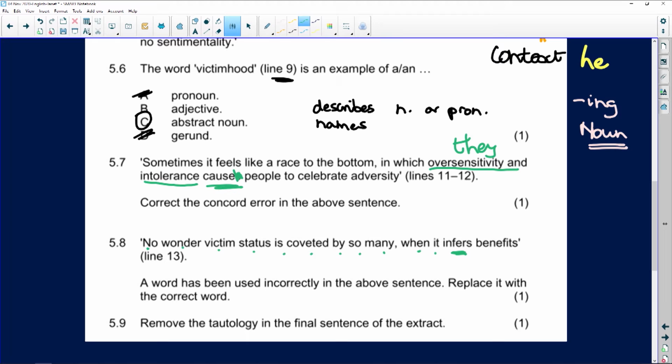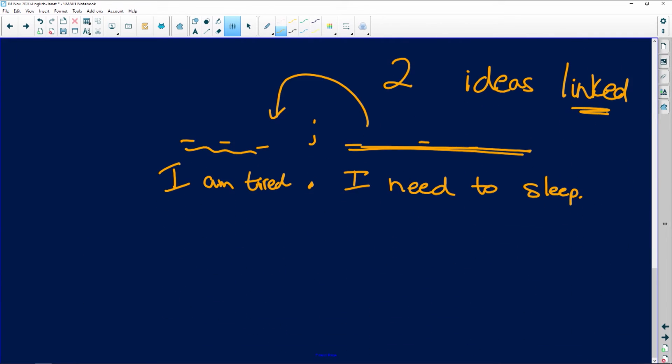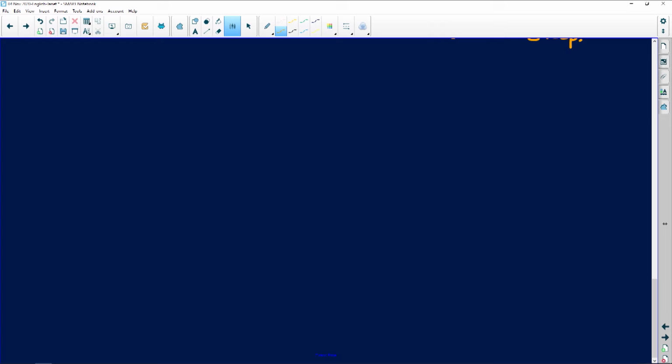Okay, so what we are saying is we want a word that sounds like infers, but is used with benefits. Okay, so let's try and get there. Should you know the word infer? Absolutely. I've taught this more than once. That's an F. Does it look like an F?